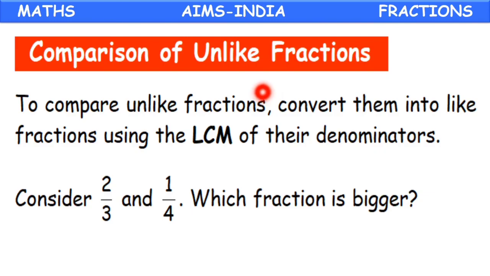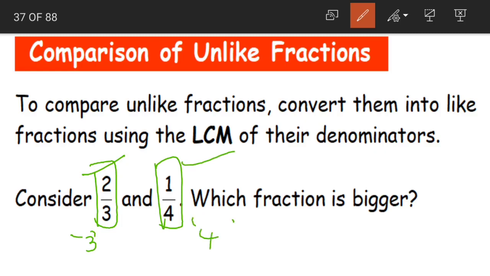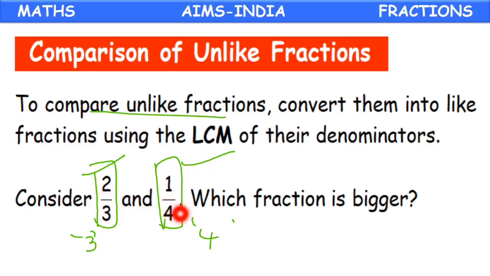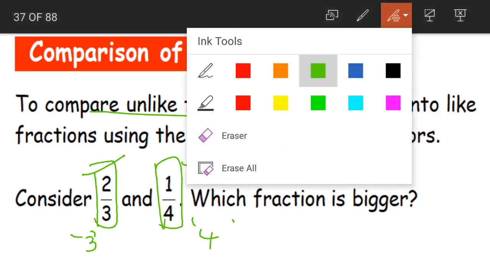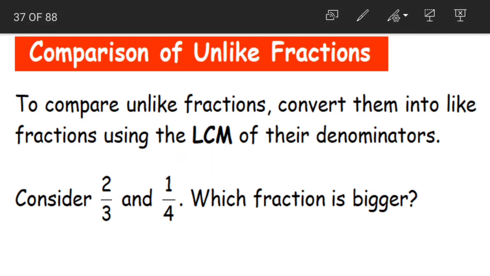Now what if the given fractions do not have the same denominator? Suppose we have 2 by 3 and 1 by 4 here. Do they both have the same denominator? No, the denominator of the first fraction is 3 and the denominator of the second fraction is 4. So when we have such unlike fractions, that is the fractions with different denominators, we convert them into like fractions using the LCM of their denominators. What will we do, children? We'll convert these unlike fractions into like fractions by using the LCM of their denominators.